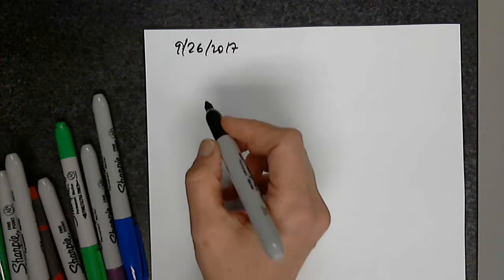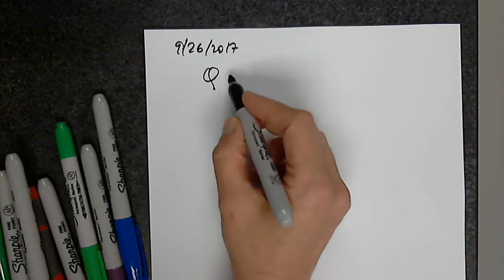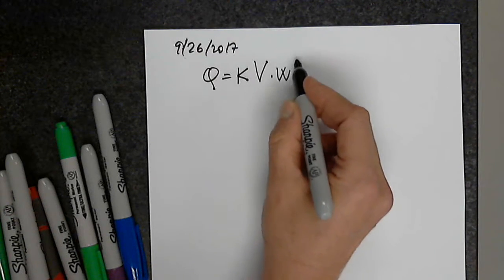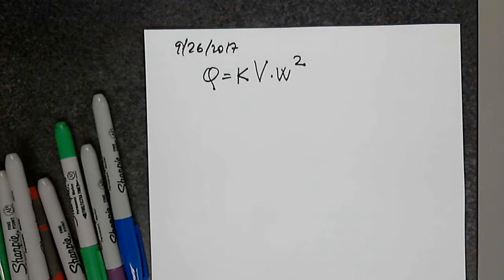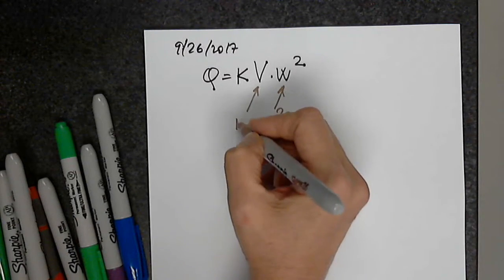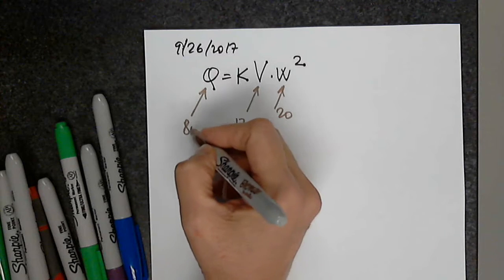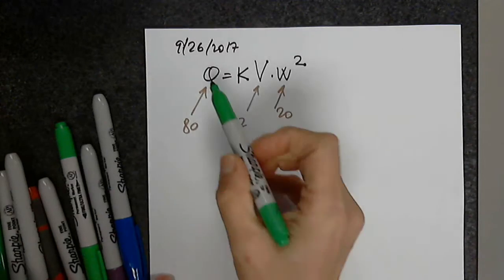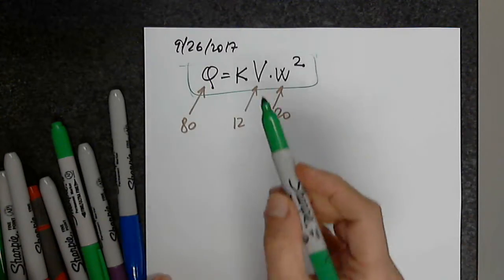Okay, so we're told that Q varies jointly with V and the square of W. And then the problem gives us that if W is 20 and V is 12, then Q is 80. All this information is given because that's all we need to find K. The model is not fully determined unless we have K.